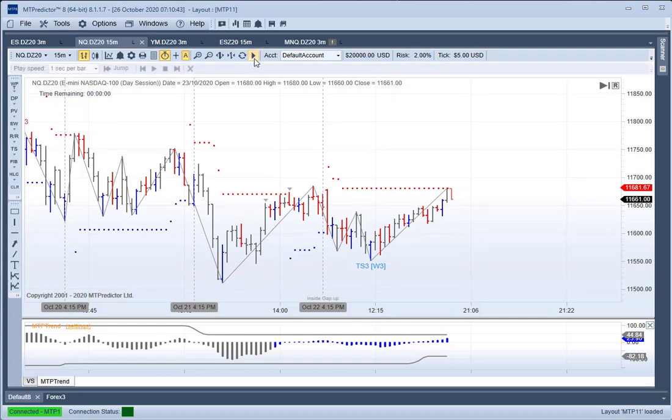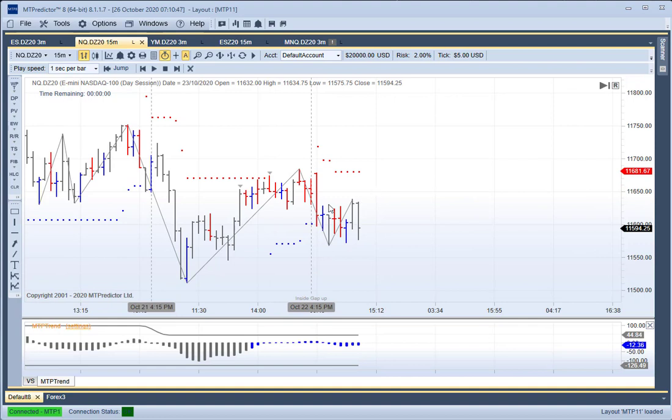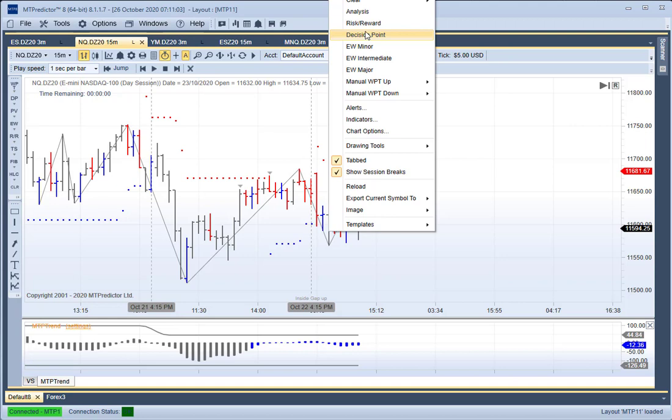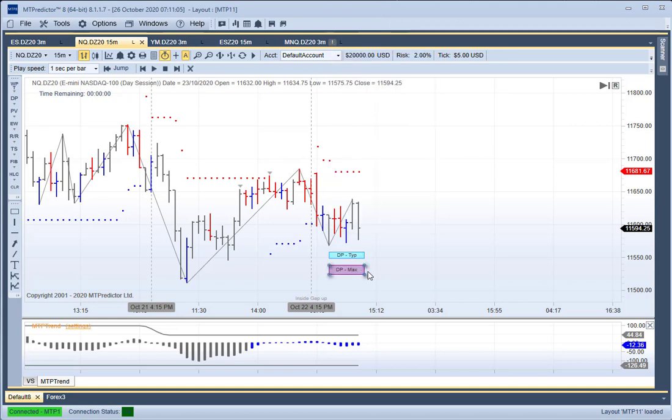So I just want to take this chart back in time to about here and just show you how we now place our DP, our decision point levels, on our chart in advance. In other words, we're working forward of the market. We're looking to prepare in advance for potential trend change. So for this we select the previous pivot low here, we right mouse click, we do decision point. I'll just take the maximum off because we're going to be just using our typical one.